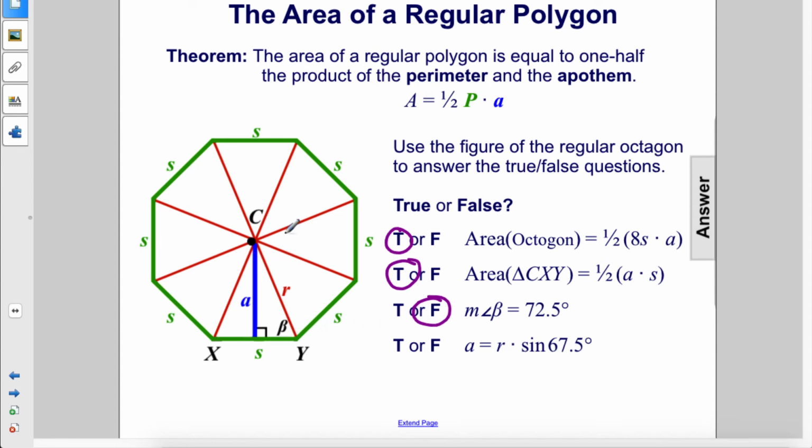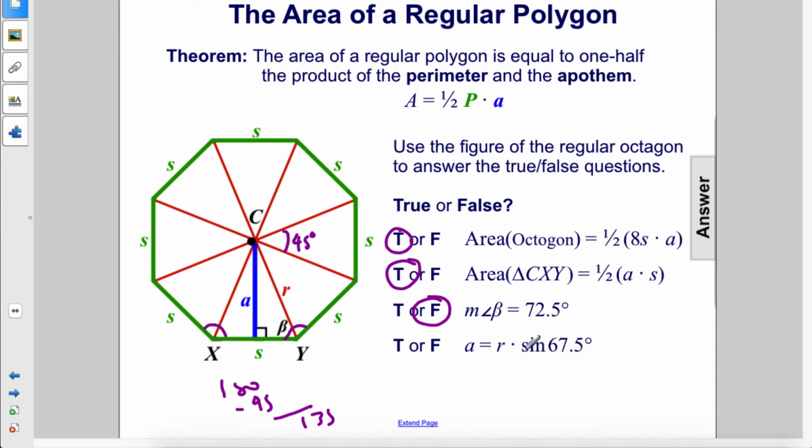The way we figured that out is that an octagon has a central angle here of 45 degrees, because that's 360 divided by 8. So that would make this angle here, or the internal angle here, equal to the supplement of this. So 180 minus 45 gives us 135 degrees. Then we divide that by 2 to get angle beta here, which is 67.5 degrees. So this one's false. And then the a here, the apothem, equals r times the sine of 67.5.